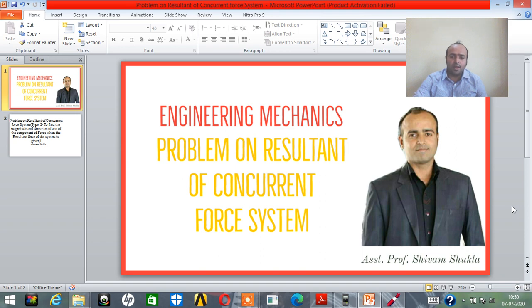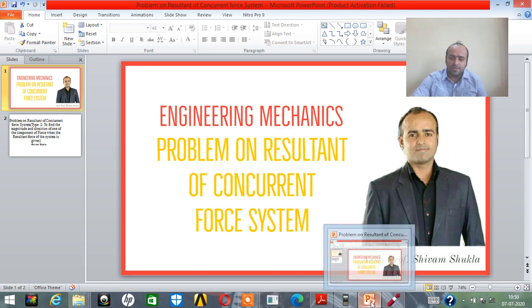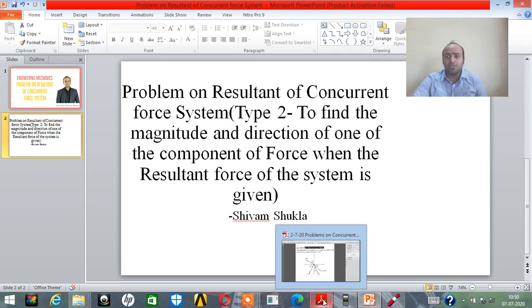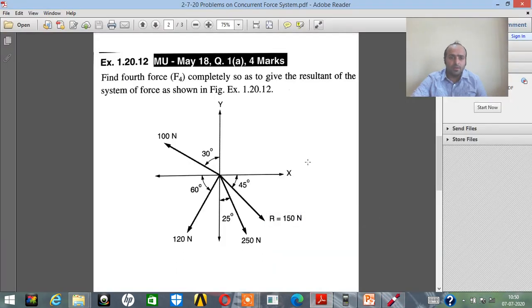This is Shivam Shukla and here I am to solve a problem on resultant of concurrent force system. The problem is of type 2. The question is to find the magnitude and direction of one of the component of force when the resultant force of the system is given. Let's see how the question statement goes. Find the fourth force F4 completely so as to give the resultant of the system of force as shown in figure. It's a university problem asked in May 18 for 4 marks.